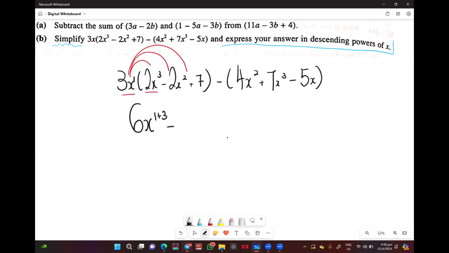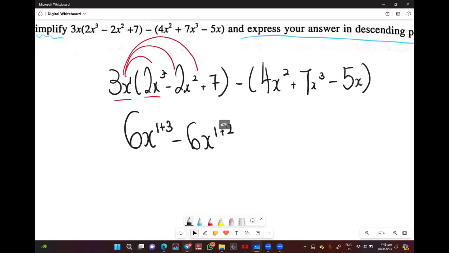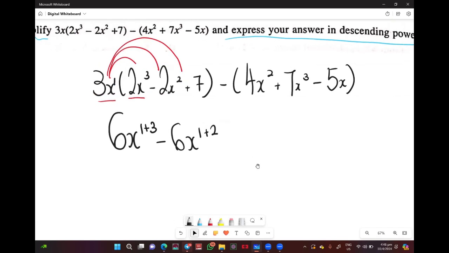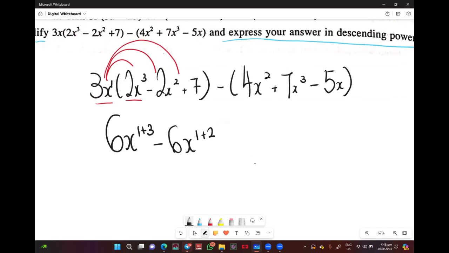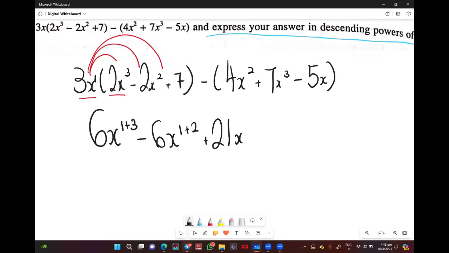Minus away, 3x times negative. So you focus on 3 and negative 2 first. That gives me negative 6. Agree so far? X becomes 1 plus 2. Can you see it? Why is it 1 plus 2? Because you have 1 over here and you have 2 over here. Am I making sense? Finally, last but not least, 3x times 7, that gives me 21. 3 times 7 is 21, isn't it? X times nothing, so we remain as x. Am I making sense?